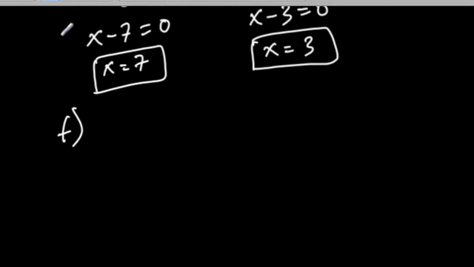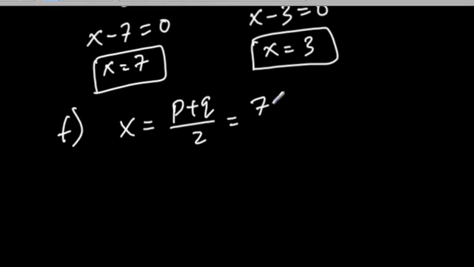F says to find the coordinate of the vertex. The coordinate of the vertex will be halfway between the x-intercepts. So the x-coordinate is going to be, remember, p plus q divided by 2. P and q basically stand for the x-intercepts. So it's going to be 7 plus 3 divided by 2. So it's 10 divided by 2, which is 5. So the x coordinate of the vertex is 5.